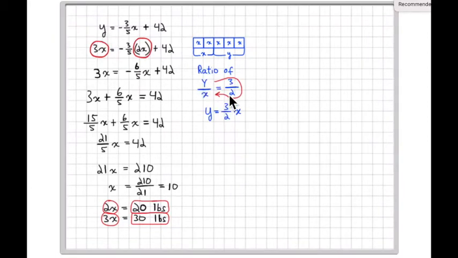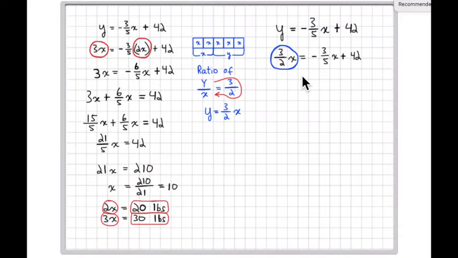And I started to run into that problem when I looked at it this way. So I looked at the ratio. Y to x is 3 to 2, comes from right here. Y to x is 3 to 2. So y is equal to 3/2 x. So this y right here is going to be 3/2 of whatever this value of x is. So y equals 3/2 x.